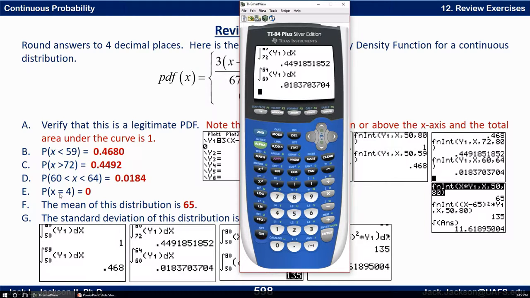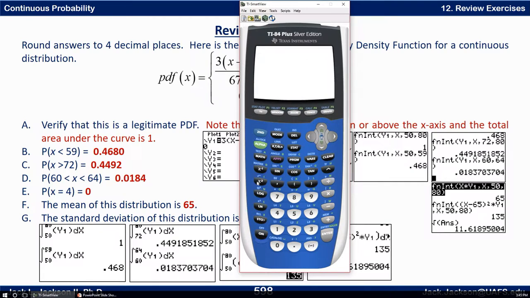The probability that x equals a number is always 0 for any continuous distribution. If you think about it as an area under the PDF, that's a height with no width. If it has no width, it has no area. So that's a probability of 0.